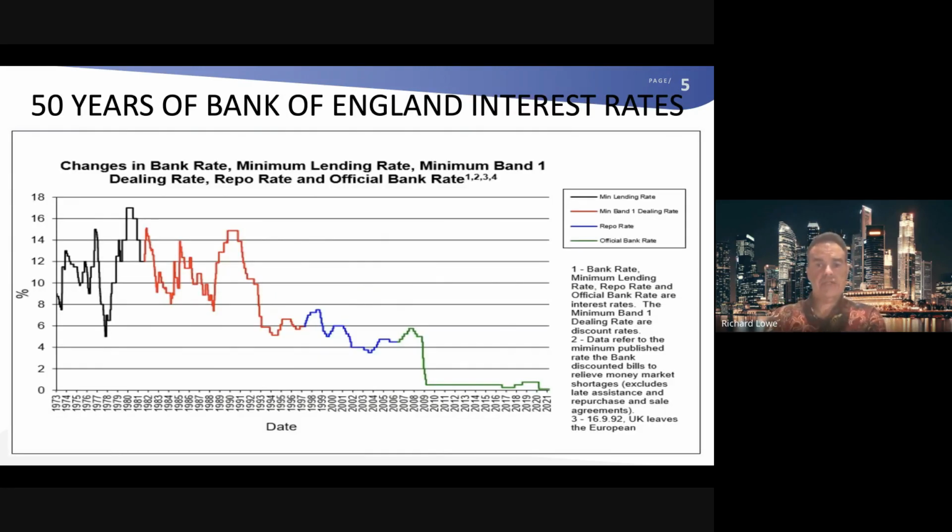Now here, this is a graph that shows the Bank of England base rates over the last 50 years. And we can see in the last sort of 10 to 12 years that it's below 1%. And so my guess is that if you are 40 years or younger, you probably never really experienced high interest rates or higher interest rates. You've only known extremely low interest rates.